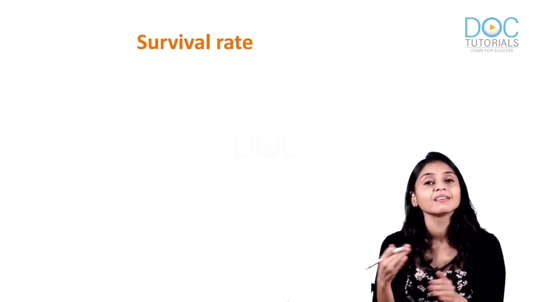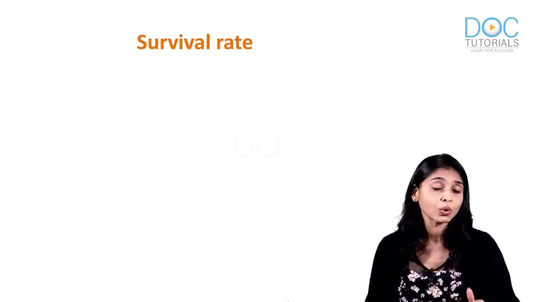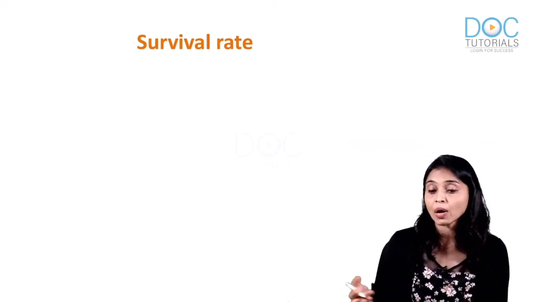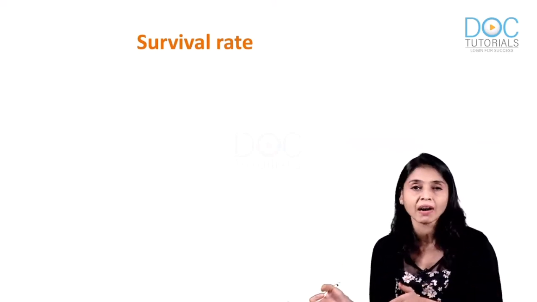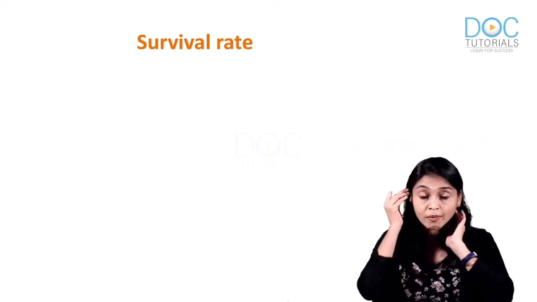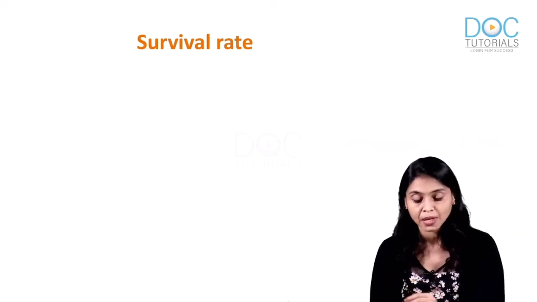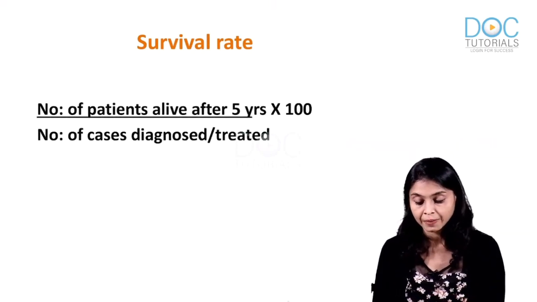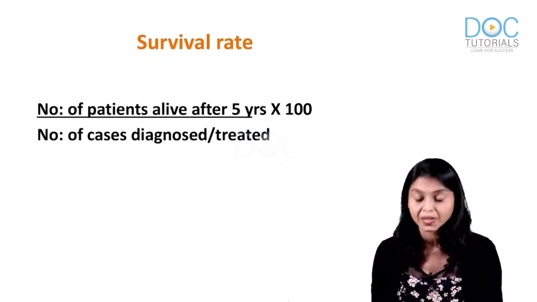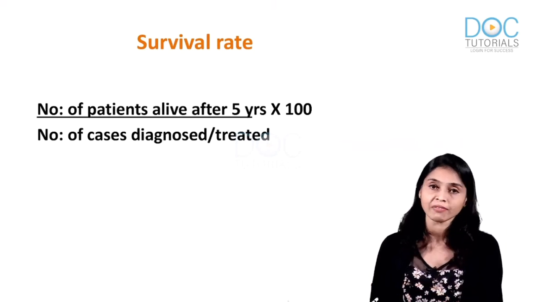And the last is survival rate. It's just the opposite of case fatality rate. Case fatality rate tells you out of total people who got the disease, how many died, whereas survival rate will tell you out of total people who got the disease, how many survived. And survival rate we usually calculate for 5 years. So what will be the formula? Out of total people who got the disease, how many survived beyond 5 years. So that is the formula: number of patients who are alive even after 5 years divided by number of cases diagnosed or treated, into 100. So that will tell you what percentage survived beyond 5 years.